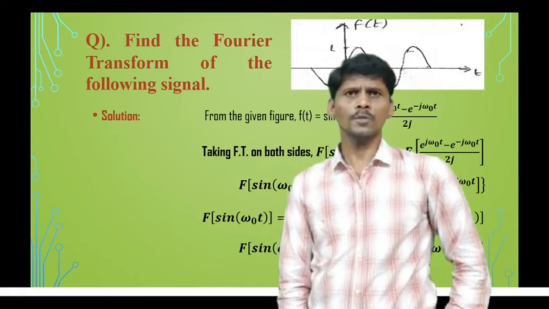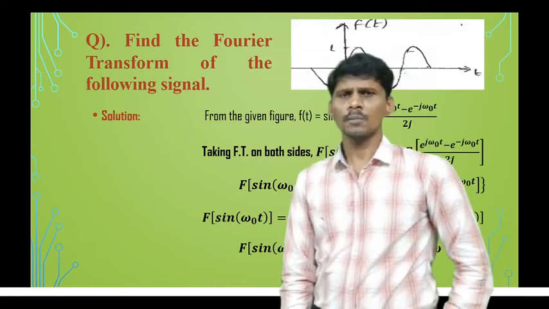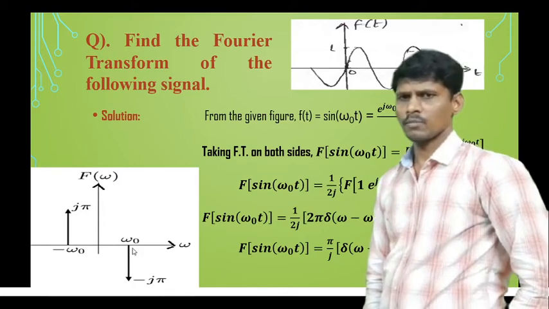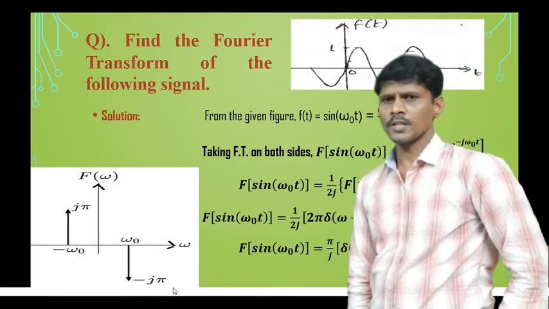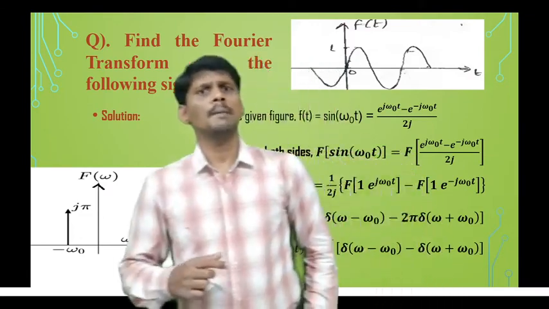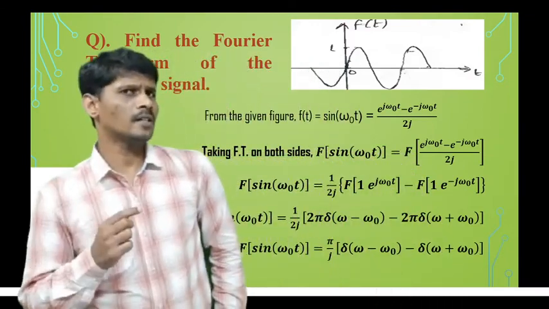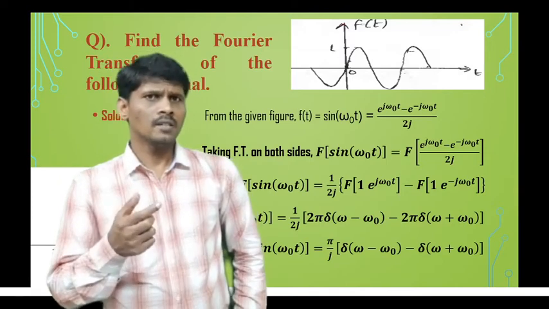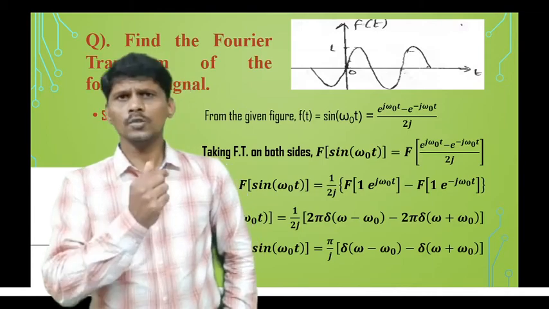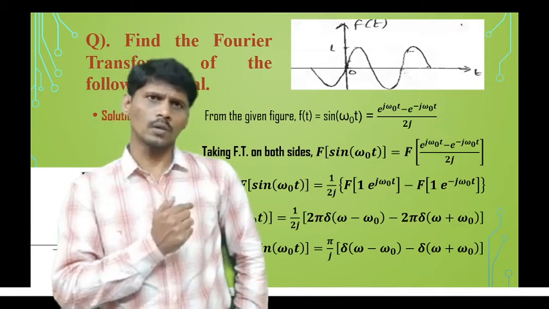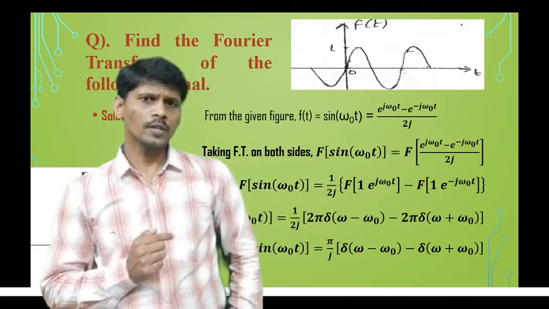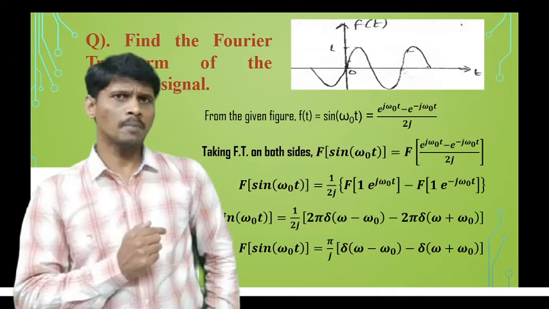At omega equal to omega naught, what is the magnitude? Pi by j. The magnitude is pi by j. Pi by j means, multiplying numerator and denominator by j, in the denominator j is already there. After multiplication, j into j is j square. J square value is minus 1. What is the remaining equation? Minus j pi. Okay? So a negative value, minus j by pi.